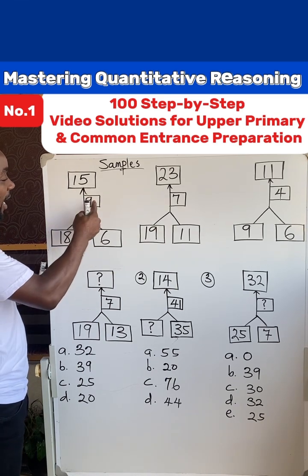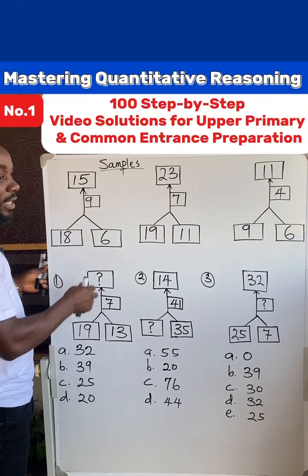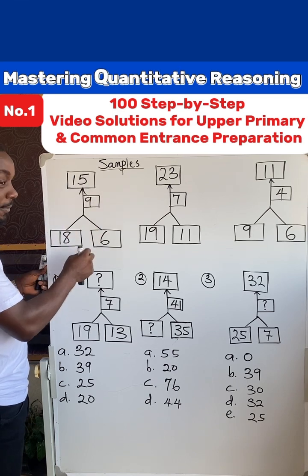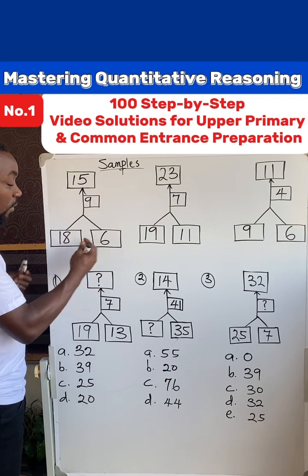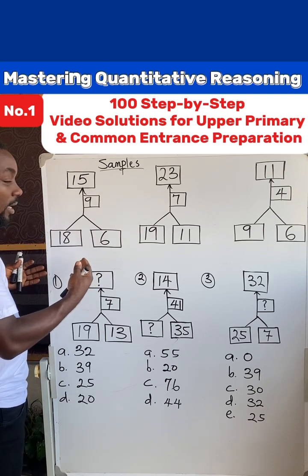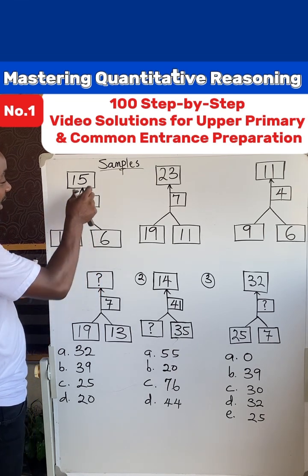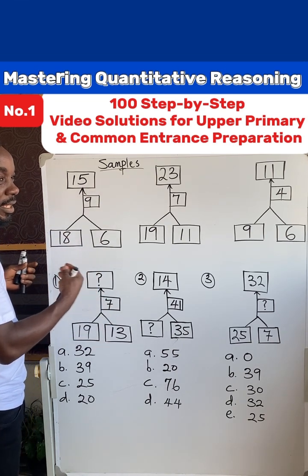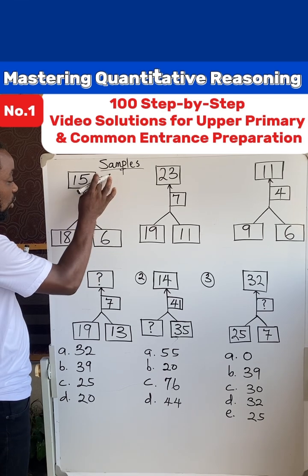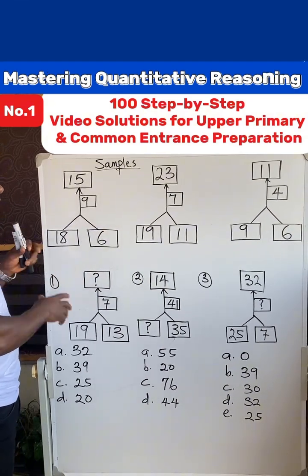I have 15, 9, 18, 6. With my experience, when I see a diagram with 4 boxes, there is every tendency that 2 of them are going to be paired. From experience, solving so many quantitative reasoning questions as a math teacher, I first look at the pairs to see if there could be any relationship between them. Let me pair these 2 and pair these 2. If it doesn't work, I check otherwise.